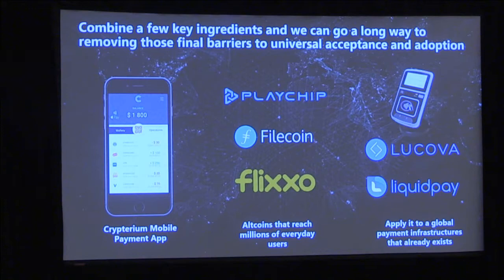We have the Visa, we have the MasterCard, we have the UnionPay in China. I list two here, which we are integrating with, Lukova up in Canada and Liquid Pay in Asia. Liquid Pay, for example, has 500,000 payment terminals across Asia. And you'll be able to use our application on their payment terminals to spend this cryptocurrency that people will be acquiring. Combine those three things together, and suddenly cryptocurrency starts to have a real-world use.